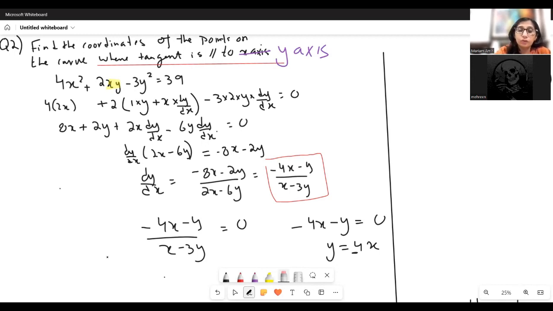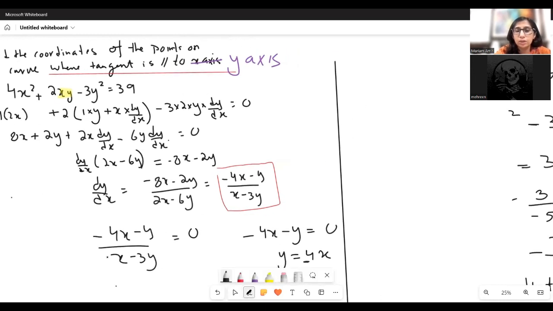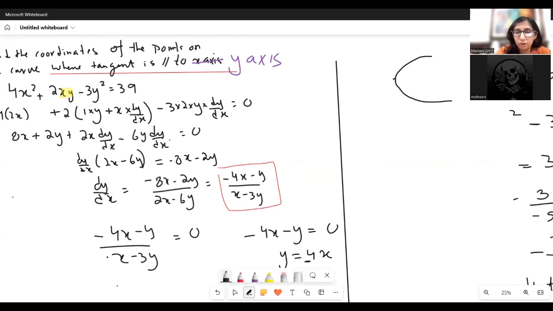Okay. So if it is parallel to the y-axis, then this is what the curve might look like. It would be a curve like this, and a point on the curve would have a tangent drawn on it, which would be parallel to the y-axis. What's the slope of such a line, a vertical line?